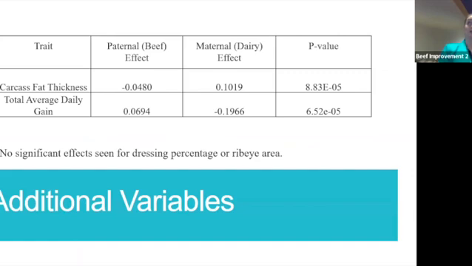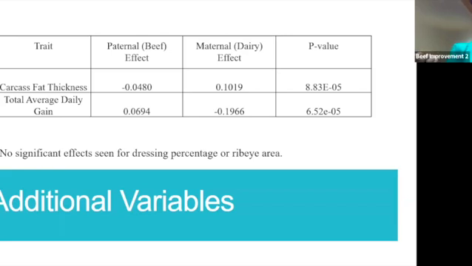So I didn't see any effects when it comes to dressing percentage or ribeye area. I did want to mention, I forgot to put this on that slide, for hot carcass weight, there was an associated positive effect of getting a dairy or a beef allele on overall carcass value, and a negative effect on having a dairy allele for carcass value, which makes sense. Hot carcass weight and carcass value are tied together, so it does make sense that you see similar directions at that SNP.